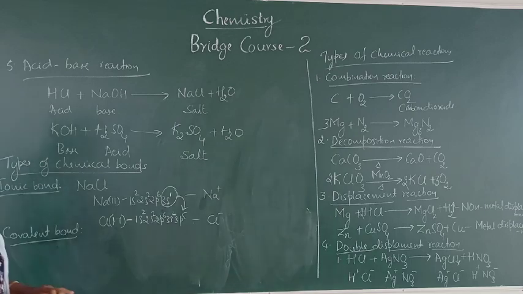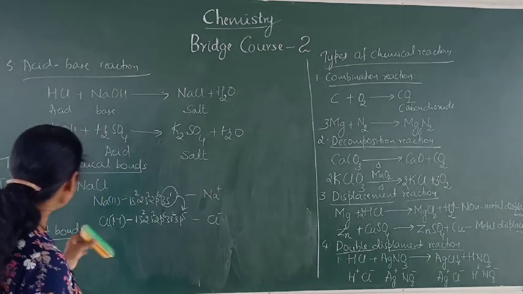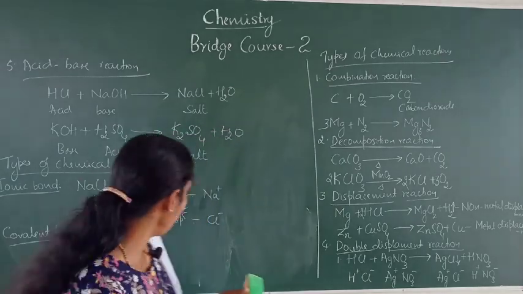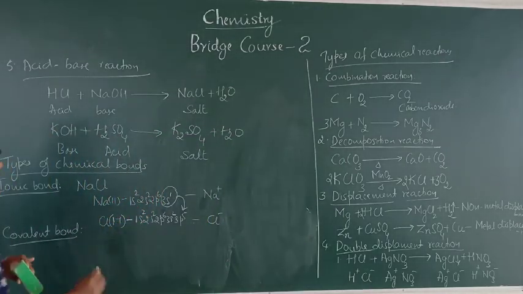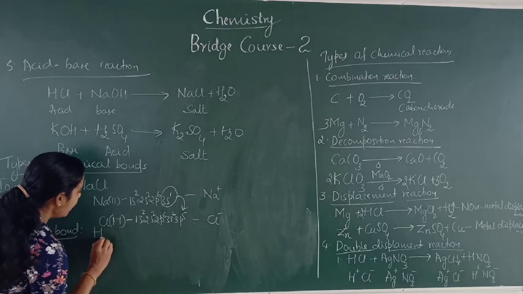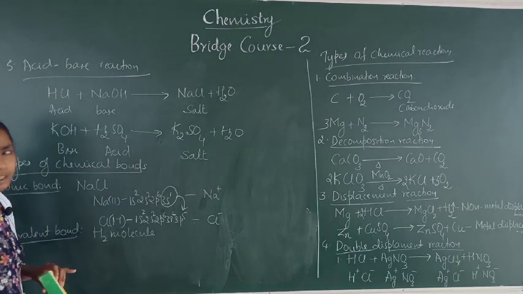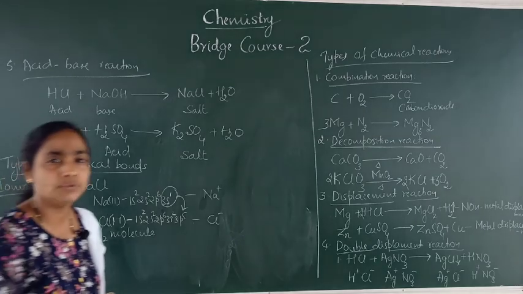Covalent bond is formed by the sharing of pair of electrons. To explain this, I will take hydrogen molecule as an example. It is the simplest molecule. How is hydrogen molecule formed?